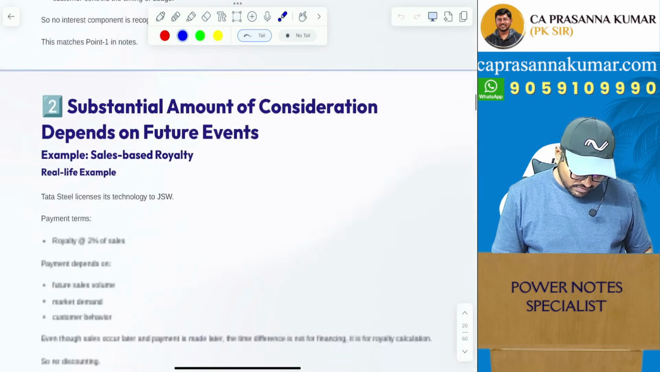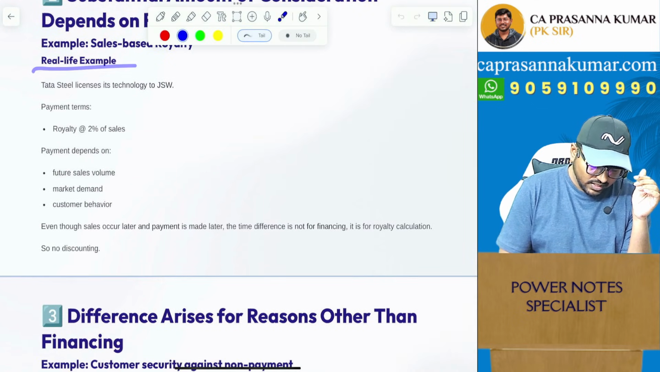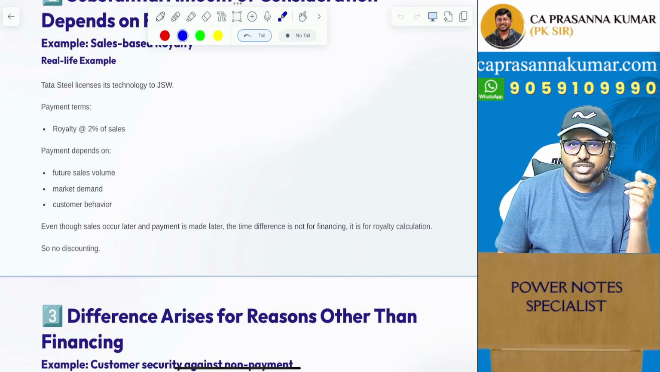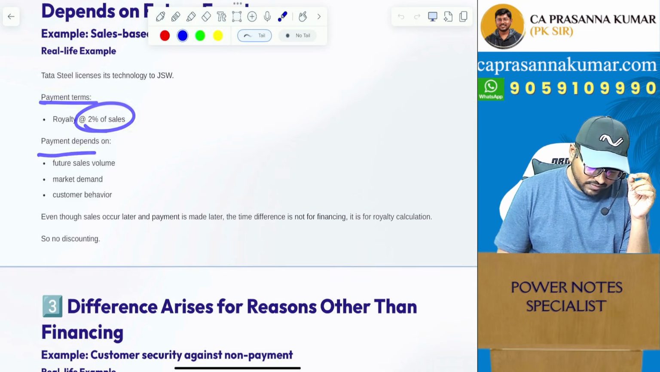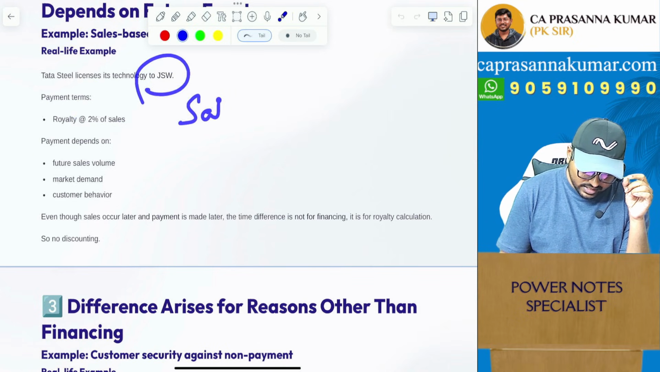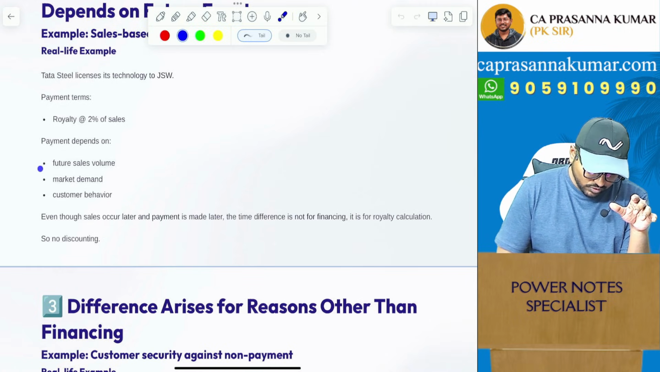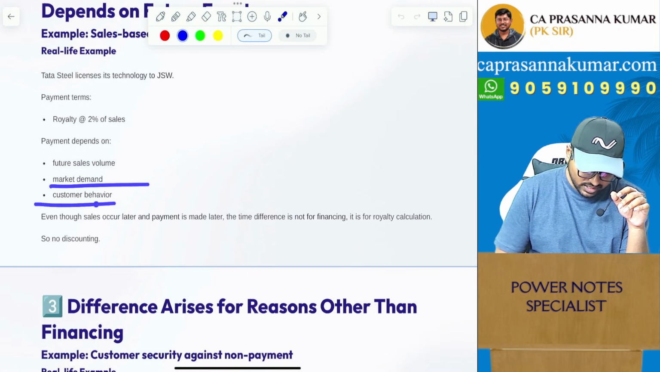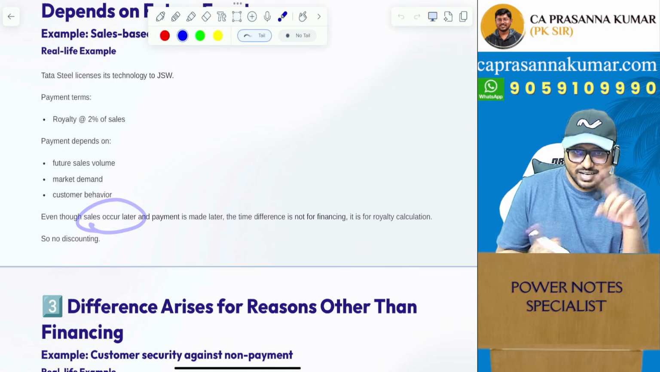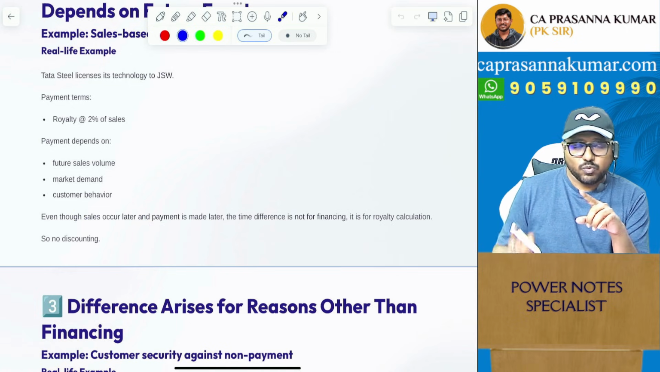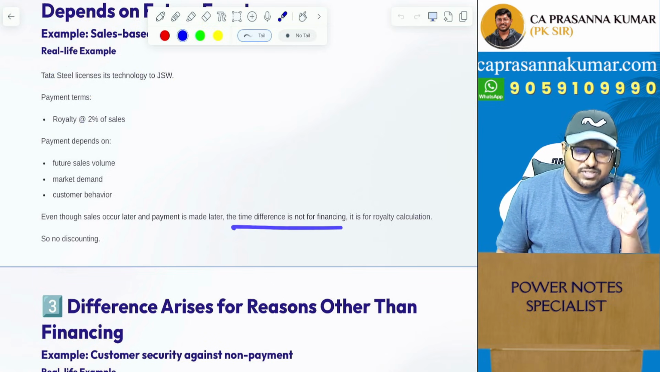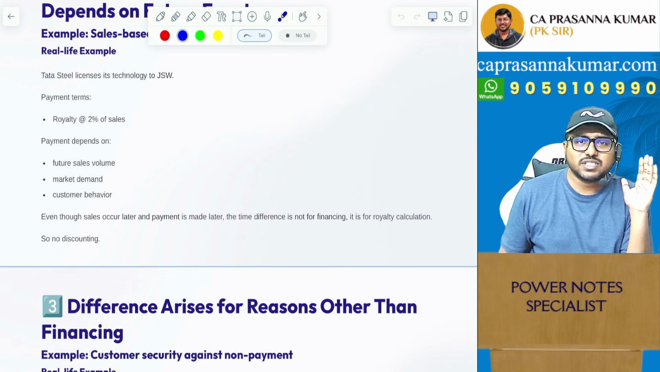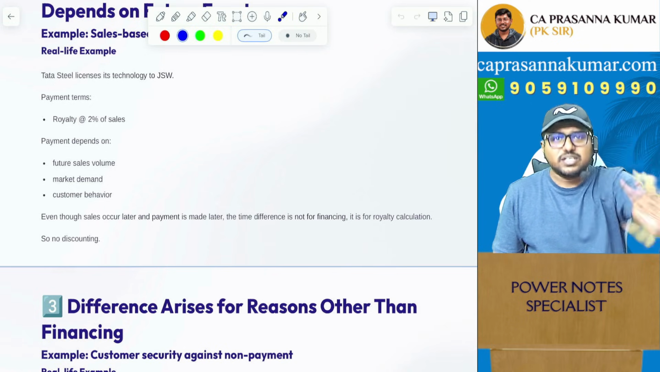If you look at this example, sales-based royalty: Tata Steel licenses its technology to JSW. Payment terms are 2% of the sales. Now the payment from JSW to Tata Steel for the license will depend upon how much sales JSW makes, correct? So it depends upon future sales volume, market demand, customer behavior. Sales occur later, payment is made later. Once the sales occur, 2% will be paid by JSW to Tata Steel. The timing difference is not for financing, because the nature of the royalty transaction itself is like that.